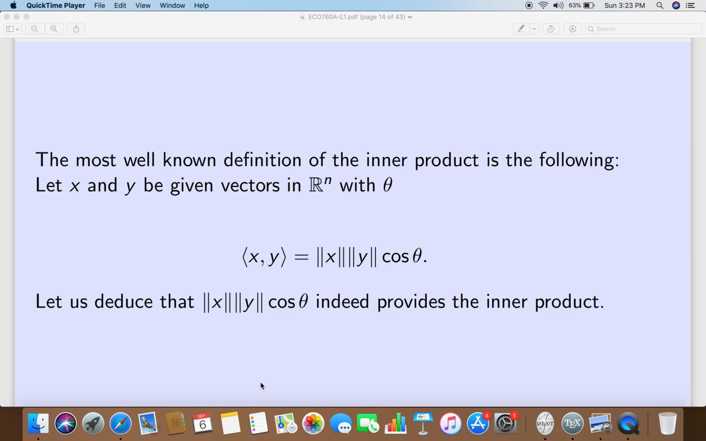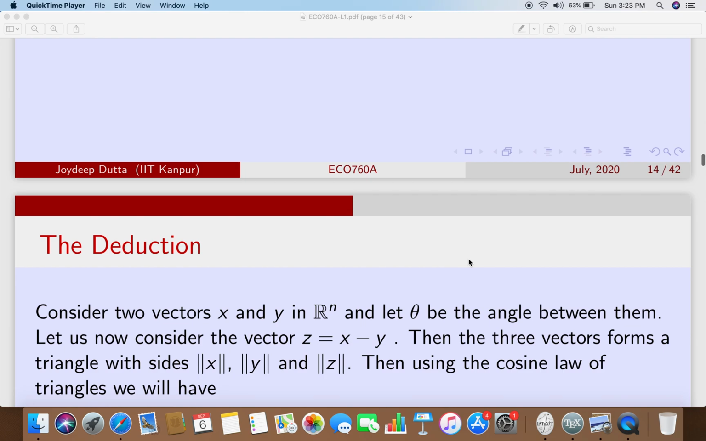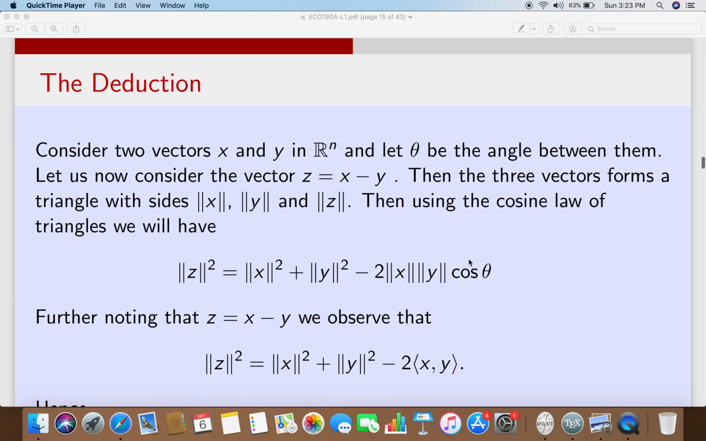But we have also discussed that the inner product xy is nothing but x1 y1 plus x2 y2 plus ... xn yn. So what I want to show is that the inner product xy actually also equals norm x into norm y into cos theta. So this is the same as writing x1 y1 plus x2 y2 plus ... xn yn. So let us see the deduction.